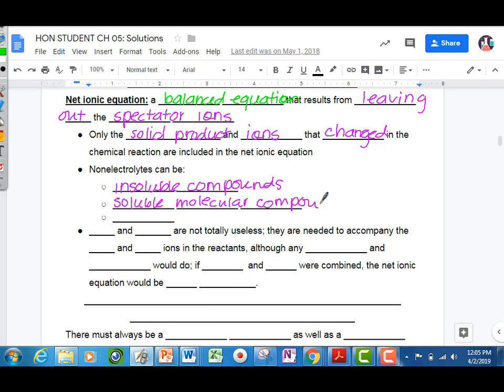So remember when I did the light bulb thing last week and the sugar did not light the light bulb? The sugar was a non-electrolyte because even though it dissolved, it did not produce ions in the solution, so therefore it didn't conduct electricity. So even if it's soluble, if it doesn't produce ions, if it's molecular, or another word for it is if it's covalent, it's a non-electrolyte because it can't conduct electricity if it doesn't produce ions. And then gases. So sometimes in the reaction you would have these other things that are part of the reaction but they're not ionic, so you would include them in the net ionic equation anyway.